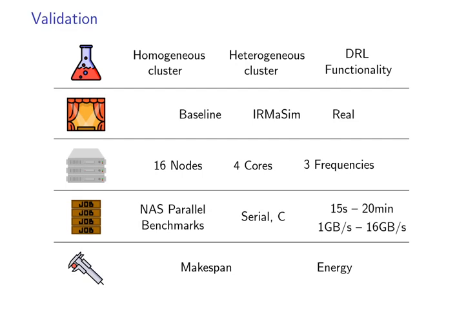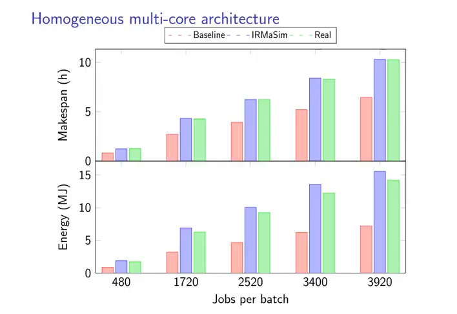Since the makespan gives the wall clock time from the beginning of the first job to the end of the last, the job traces supplied to IRMASIM submitted all the jobs at the beginning, so once the simulator starts, the queue is never empty until the end.